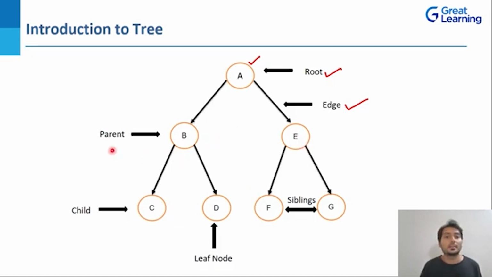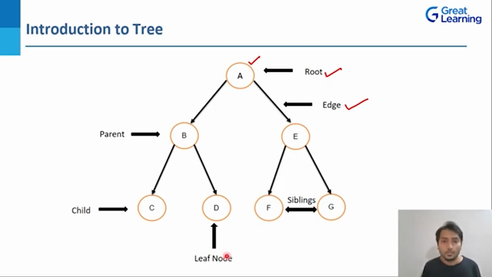Now let's try to understand what siblings are. Look at this. Node F and node G share a common parent node, which is E. So now F and G can be called siblings. Why? Because they share the common parent. Now C and D are also siblings because they have a common parent node, which is B. Now are nodes D and F siblings? No. Why? Because they do not share a common parent. So D and F cannot be called sibling nodes.